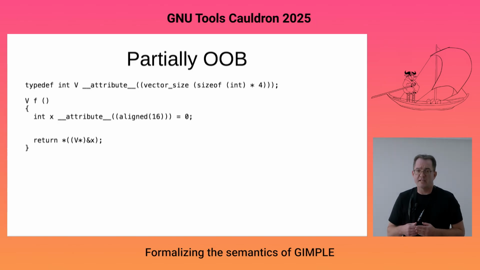So let's look at this stupid example. Here we have a variable x that is aligned, so we can read a vector from it with this semantic. And we read a vector here. So everything's fine. It returns a vector where the first element is 0 and the rest are, well, whatever happens to be in the memory after it.